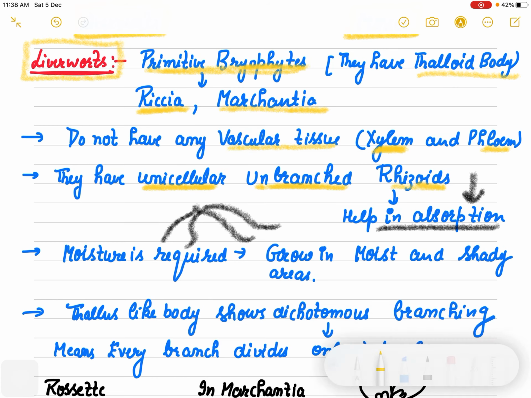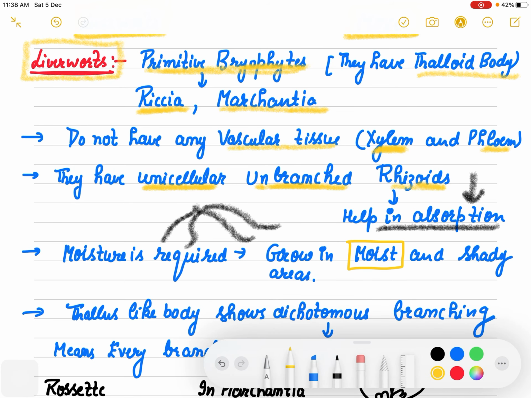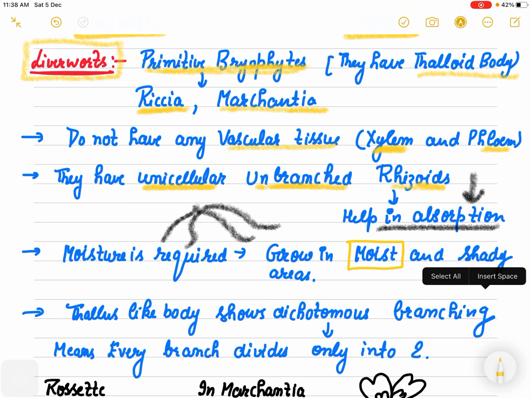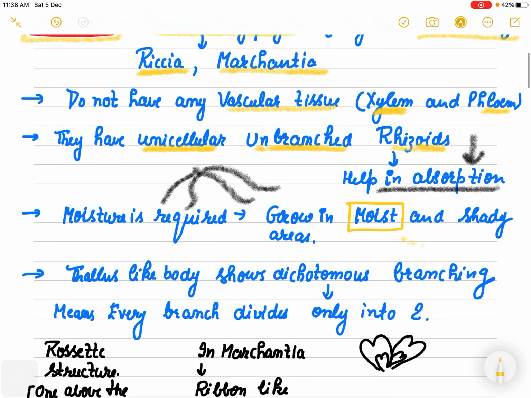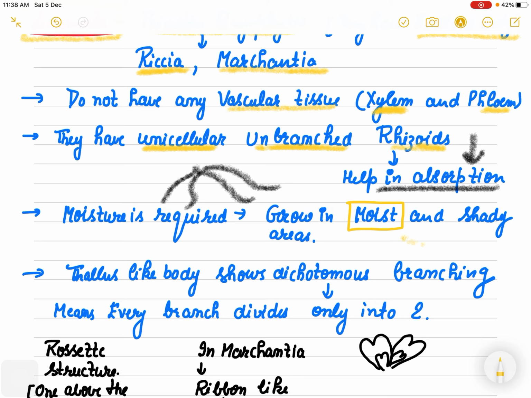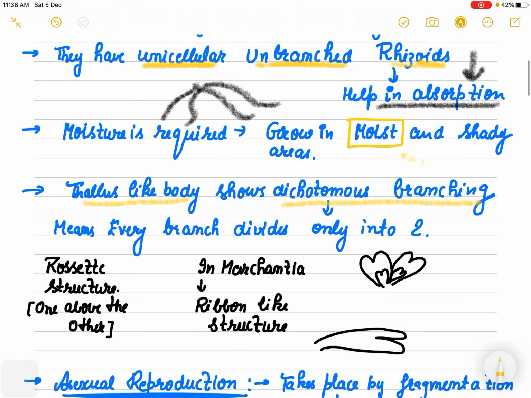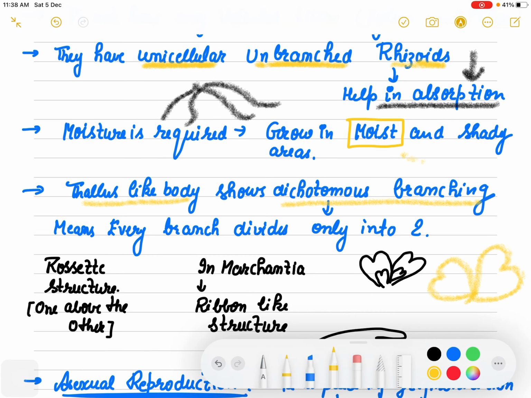Moisture is required. What was the reason that bryophytes need moisture? They grow in moist and shady areas. The reason was that they need water for the fertilization process. During sexual reproduction, they need water, because male gametes have to travel to the female gametes, so they grow in moist and shady areas. Riccia and Marchantia have a thallus-like body, and they show dichotomous branching. Dichotomous branching means every single branch is divided into two.